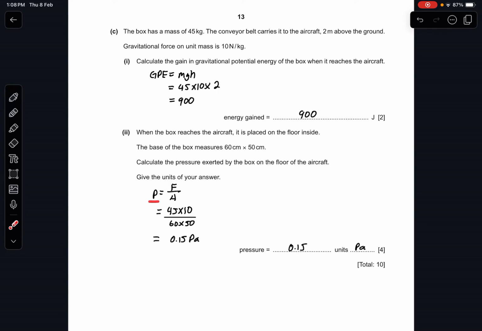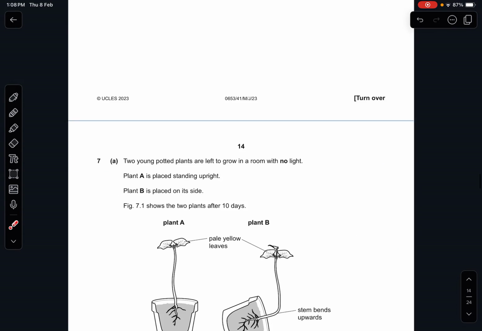So we use pressure equals force over area. So 45 times 10, because I am in kg, I need to times it to become Newton. 45 times 10 divided by 60 times 50. This is the dimensions provided, and my answer is 0.15 Pascal. You can either put Pascal or Newton per meter per second square. Okay, I think it's meter per second. Sorry, Newton per cm square.